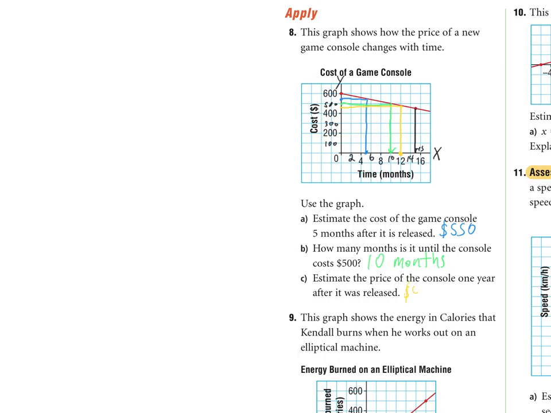So we'll say $475 to $480 are really good estimates, anywhere in between there. Because it's higher than the halfway point, but it's not all the way up there. So somewhere between 450 and 500 would be these values right here.